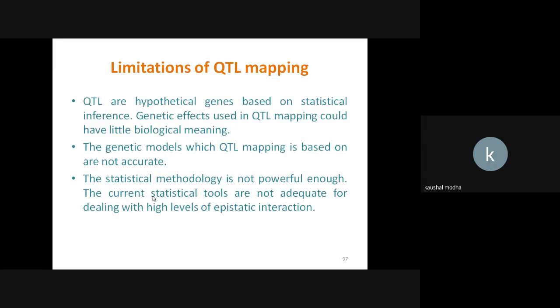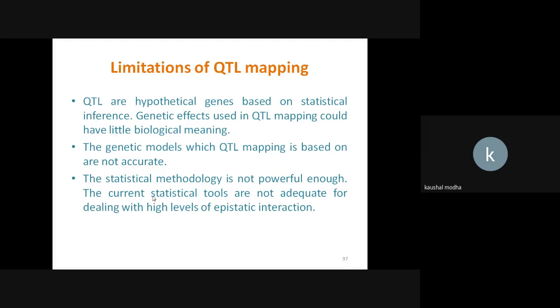Limitations of QTL mapping. QTL are hypothetical genes estimated or identified on the basis of statistical inferences. So in a particular experiment, out of 10 loci you have identified, one may be a false QTL because of many reasons: QTL interaction, linked QTL, so many reasons. So a few QTLs may have little biological meaning. So it has to be worked out with experimentation.